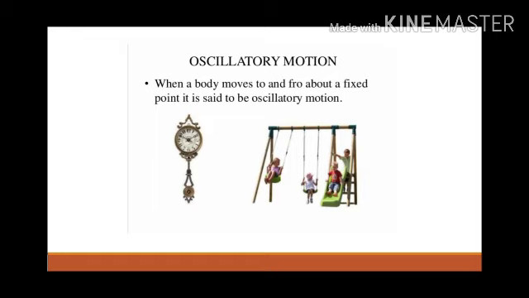So whenever a body moves to and fro about the mean position, the motion of the body is known as oscillatory motion. Now what is special here is that the entire object, the entire body, moves to and fro. There are more examples like the motion of a swing when you are on a swing and the pendulum of a clock. These all motions come under oscillatory motion.